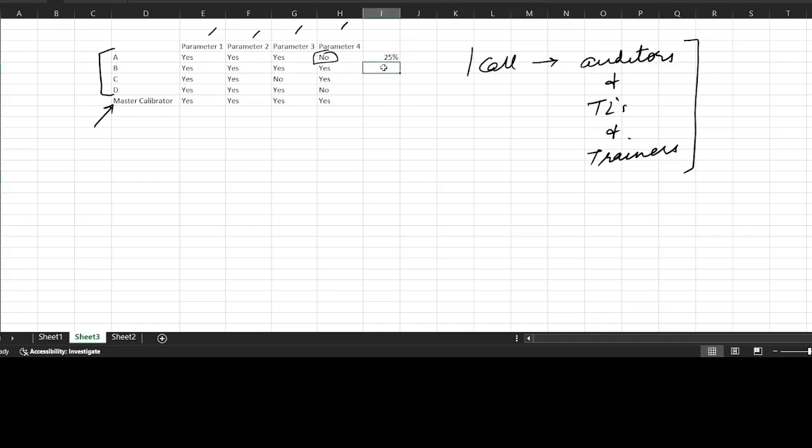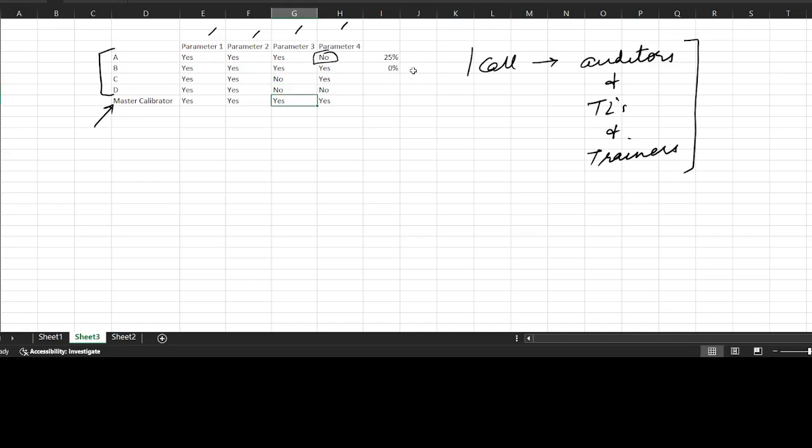Similarly, if we go to B, in B everyone's answers are yes and the master calibrator's answers are also all yes. So there is no disagreement. So 0 divided by 4, which is obviously 0, and its percentage is 0%.